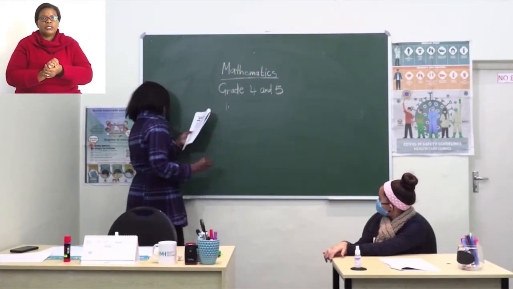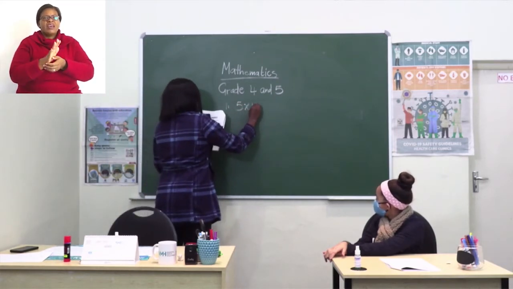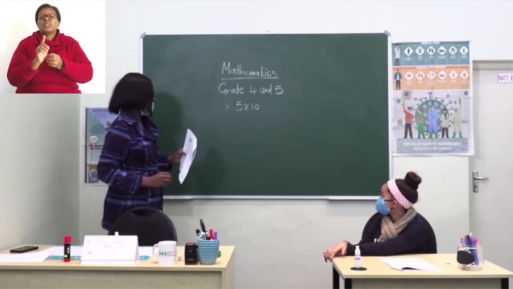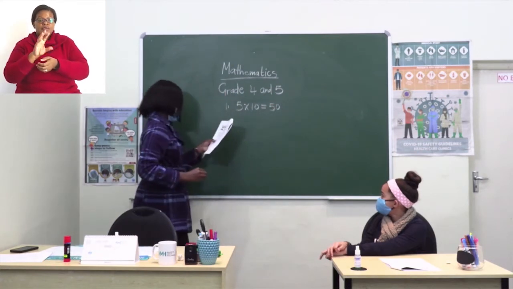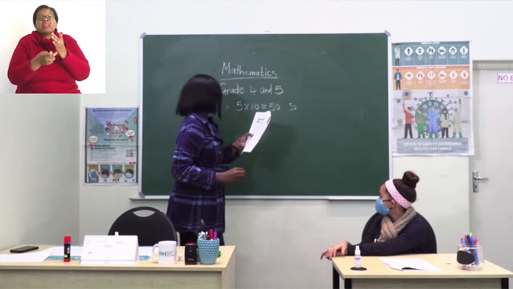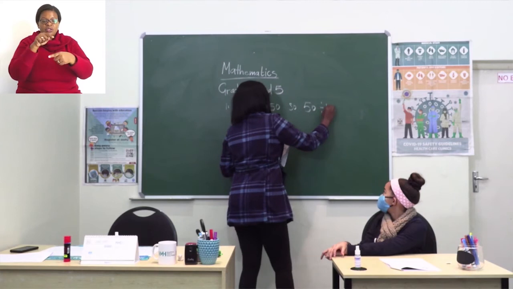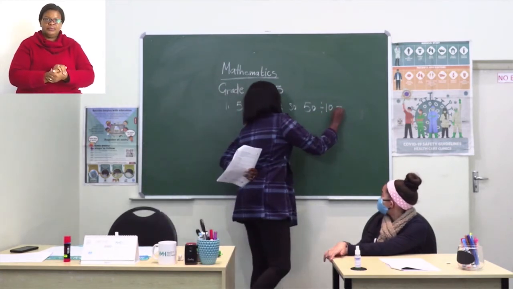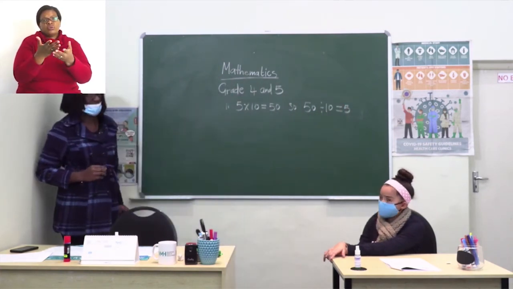Number 1, we have 5 times 10. What is our answer? 5 times 10 is equal to 50. Good. So, the inverse operation is the same as 50 divided by 10. What will be our answer? It is 5. That's what we call inverse operation.